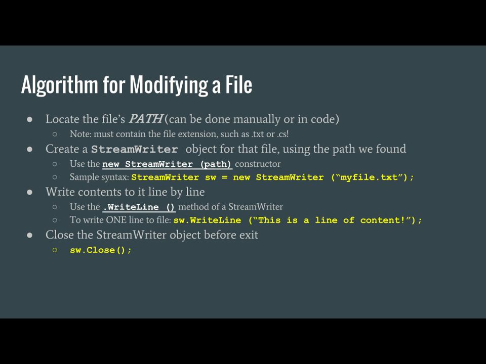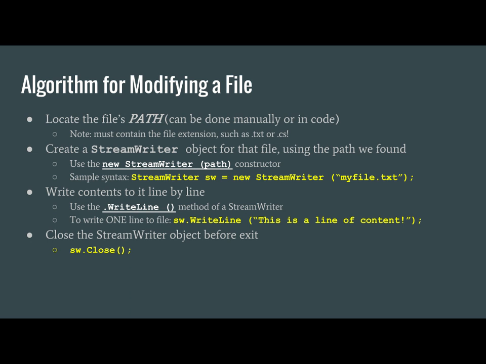Of course, you need the file extension, otherwise the OS has no idea what you're doing. And then, instead of creating a stream reader object, we actually use a stream writer object for the file. In order to create a stream writer object, we need to use this new StreamWriter constructor to do that.